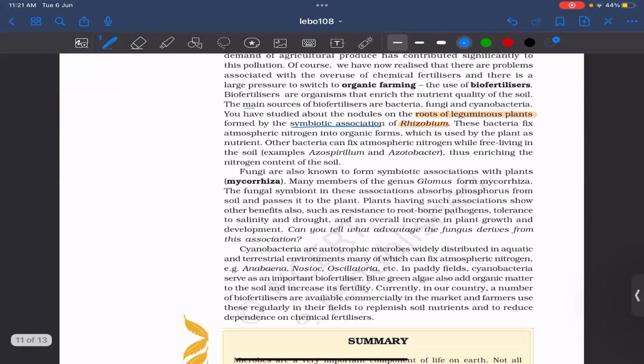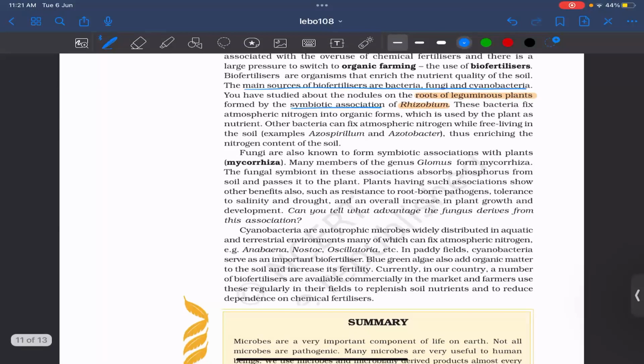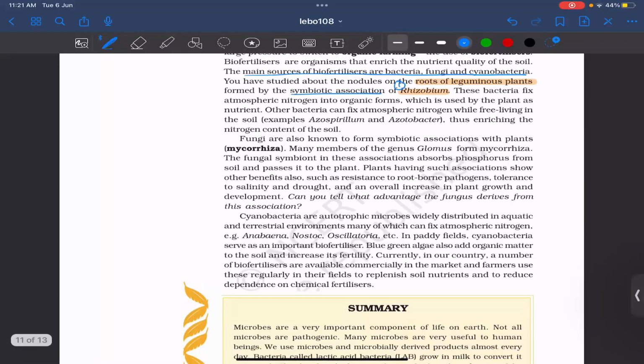The main sources of biofertilizers are bacteria, fungi, and cyanobacteria. So the first example is Rhizobium. These bacteria can fix atmospheric nitrogen into the organic form, and a few examples of these are Azospirillum and Azotobacter.